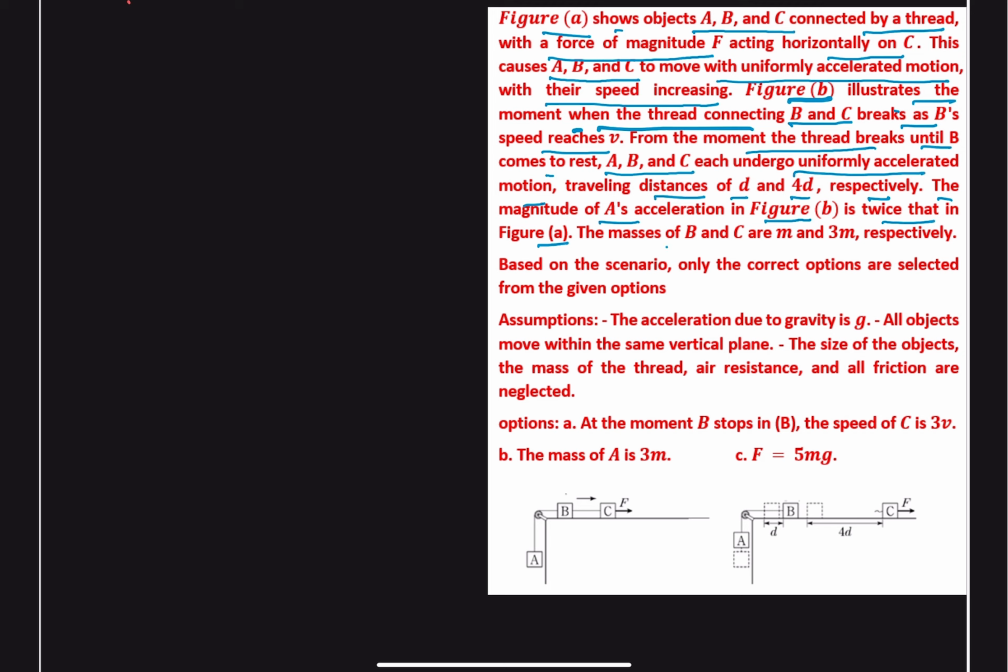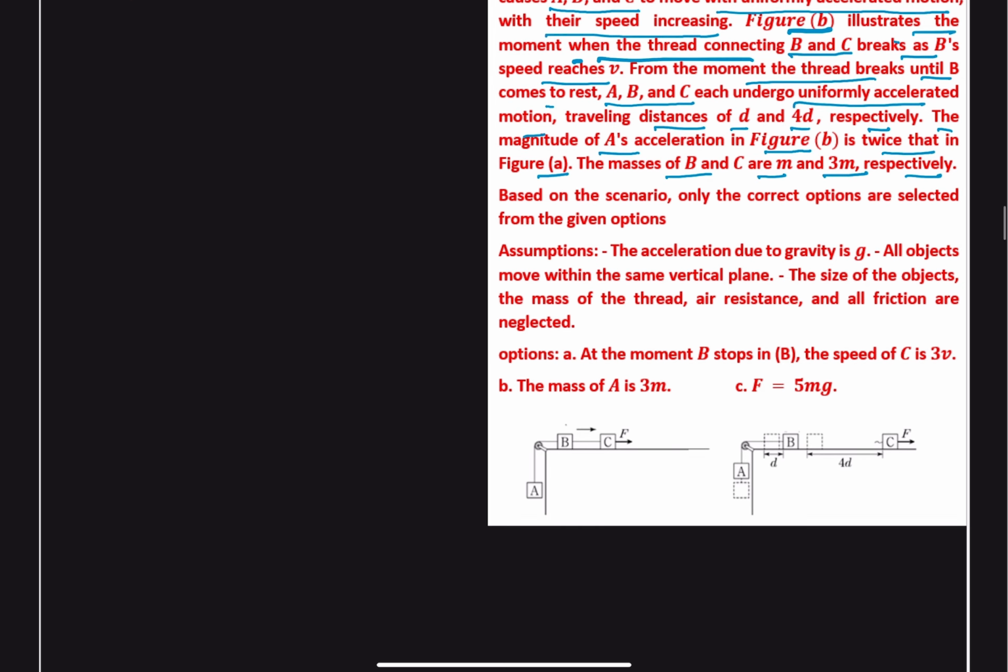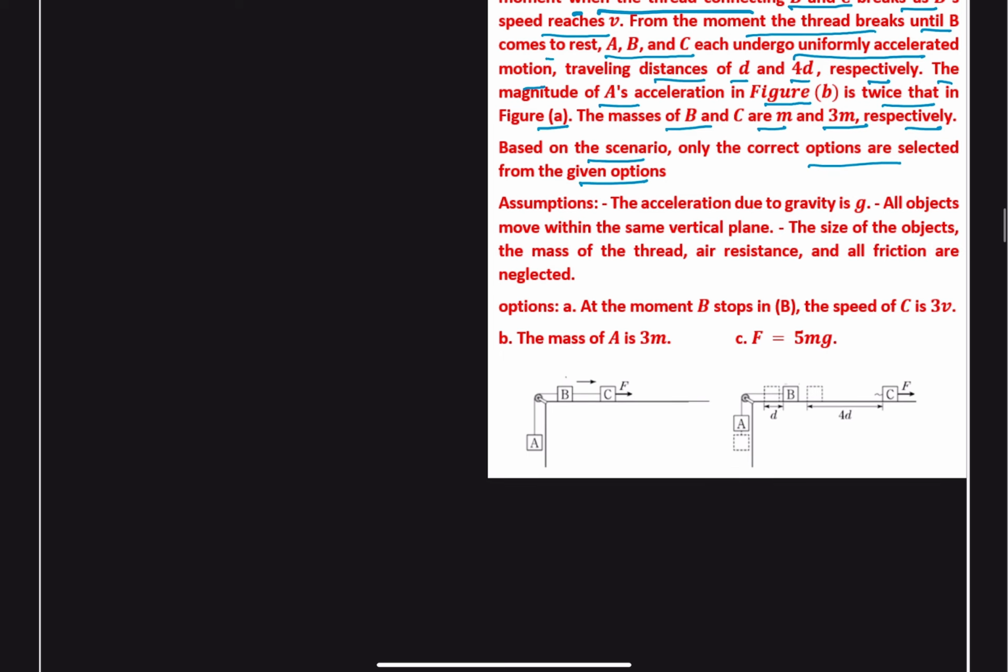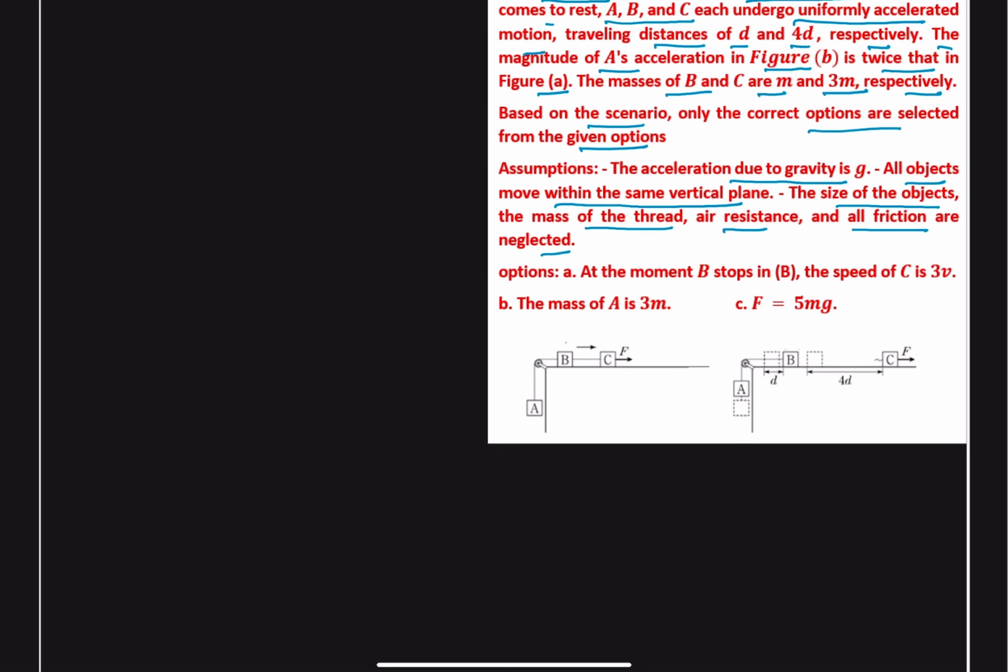Based on the scenario only, the correct options are to be selected from the given options. The assumptions are that the acceleration due to gravity is g, all objects move within the same vertical plane, and the size of the objects, the mass of the thread, air resistance and all friction are neglected. So there are three options. Option A: at the moment B stops in figure B, the velocity of C is 3v. Option B: the mass of A is 3m and the applied force F is 5mg.